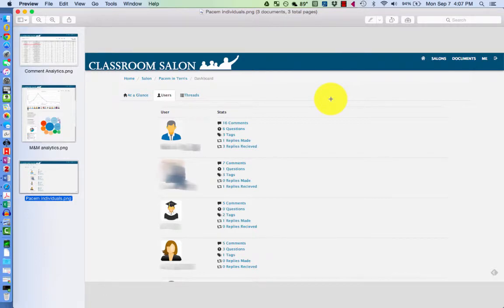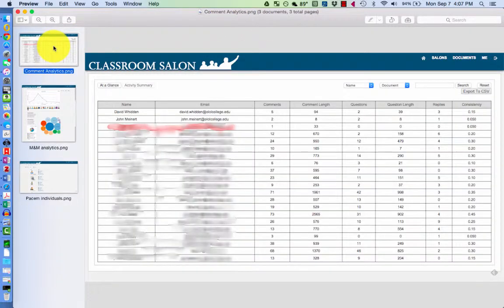Okay, I want to just real quickly talk about class participation and how I'm going to be evaluating that. One of the reasons I use Classroom Salon is it provides me some really interesting analytic tools for seeing what's going on with these discussions, and so I just want to share these.